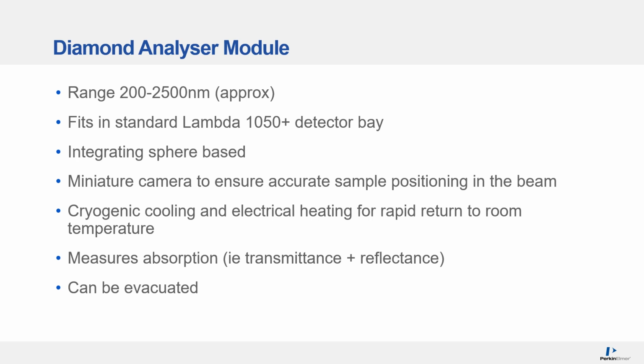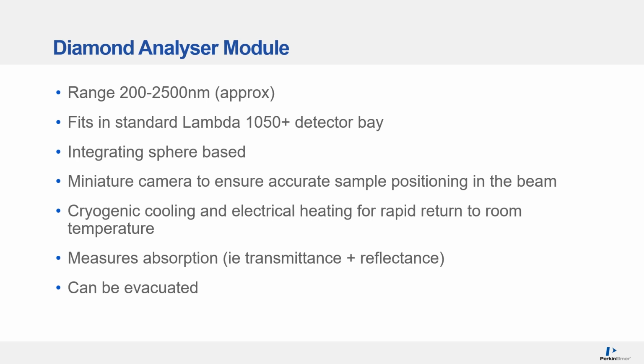An enhanced offering for the measurement of gemstones is described here. The instrument range covers the UV through to the near-infrared region and is a major accessory that fits into the Lambda 1050 Plus detector bay. It's based on an integrating sphere approach.